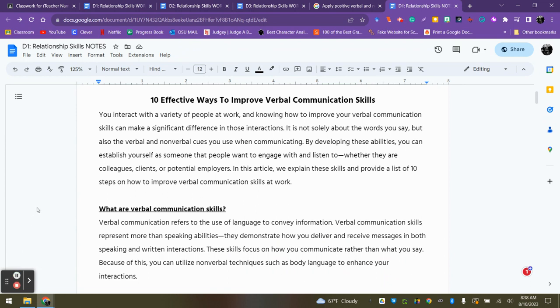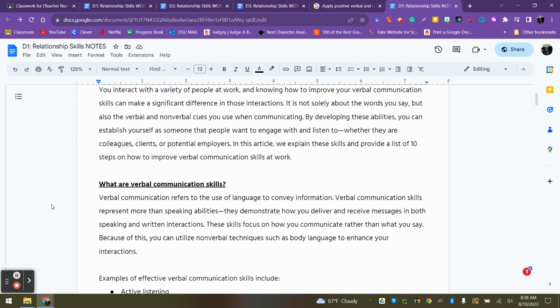What are verbal communication skills? Verbal communication refers to the use of language to convey information. Verbal communication skills represent more than speaking abilities. They demonstrate how you deliver and receive messages in both speaking and written interactions. These skills focus on how you communicate rather than what you say. Because of this, you can utilize nonverbal techniques such as body language to enhance your interactions.